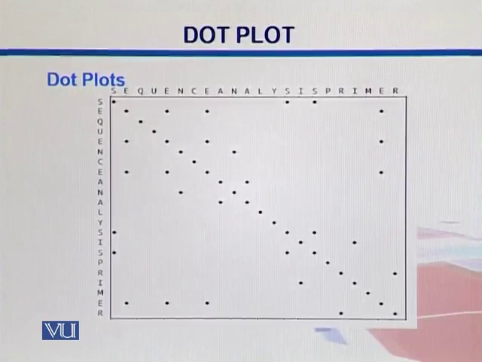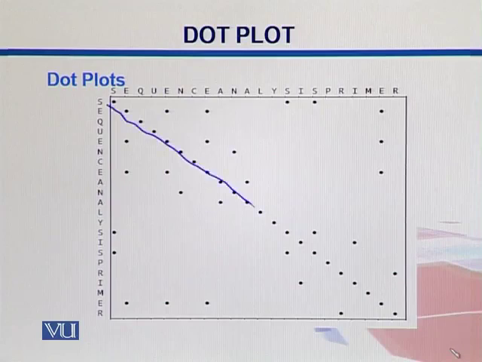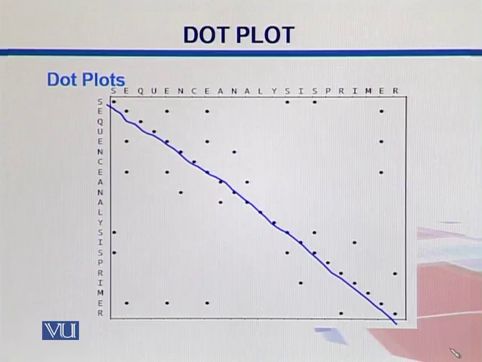Here we have the sequence written as "sequence analysis primer", and we have the same sequence on both sides. What you see in the middle is the diagonal, where we have these exact sequences. If two similar sequences are placed, we will get those diagonals, and the diagonals tell us the sequences are similar.